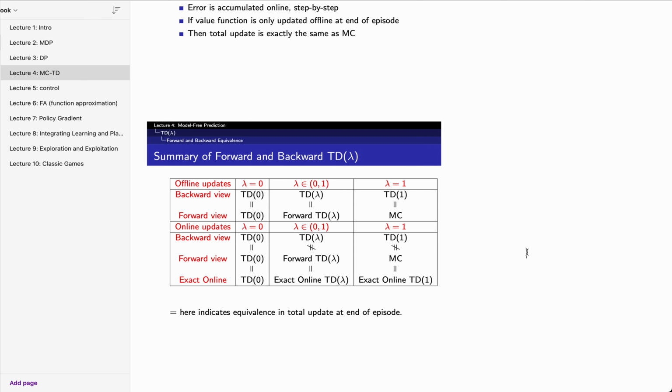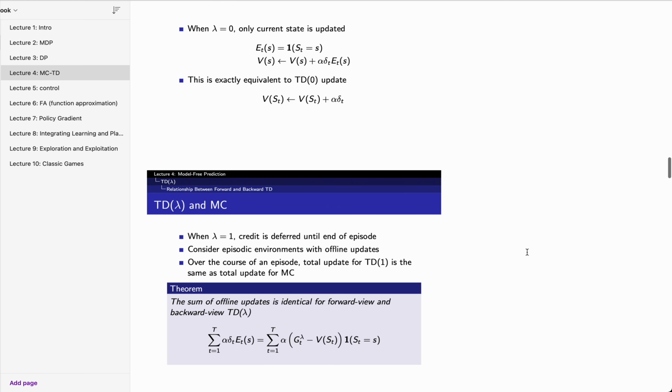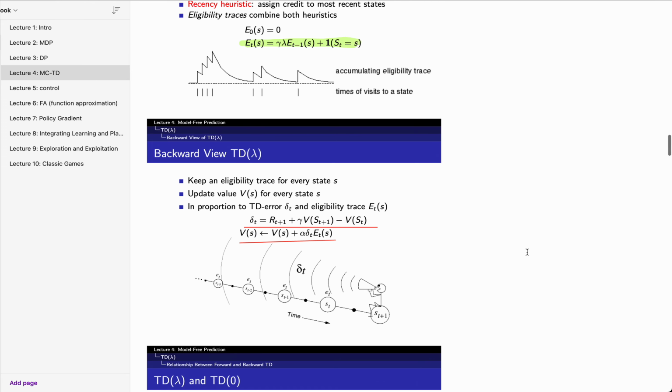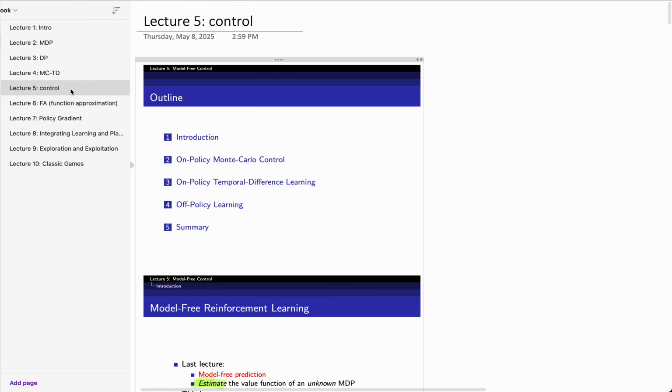Yeah, I guess I'm still confused about this slide. I guess I'll skip, but I think I explained the concepts of offline learning and online learning, also the ideas of forward view and backward view. So that's Monte Carlo and temporal difference.